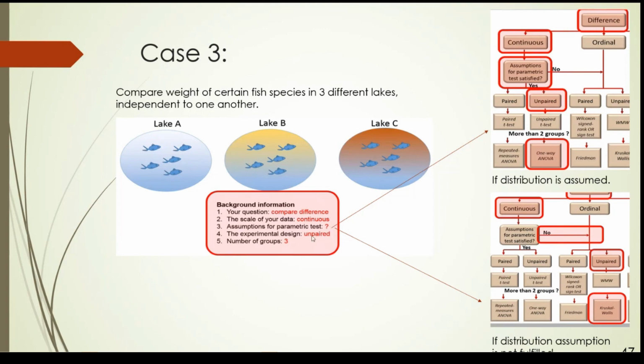And then the experimental design is unpaired because you see the fish, there's no pairing of the fish. And number of groups is 3 groups. So you see here, difference, continuous, assumption. Because assumption, yes and no, right? So when yes, we use ANOVA. When no, we use Kruskal-Wallis. Because there are more than 2 groups.